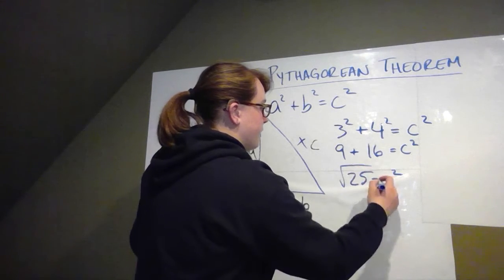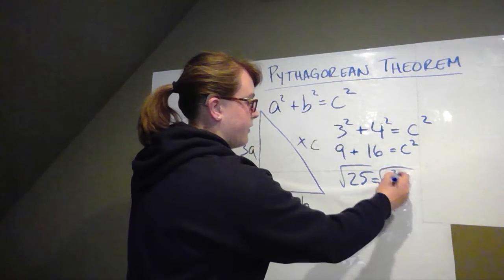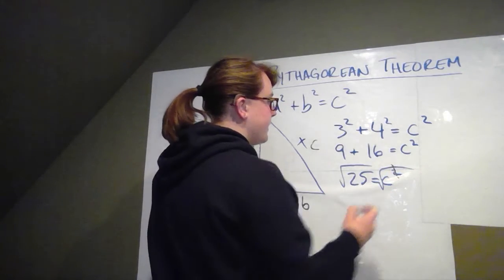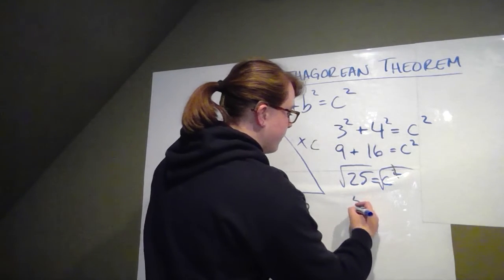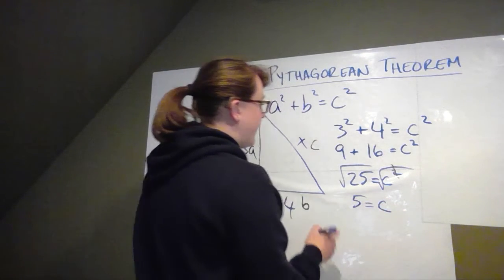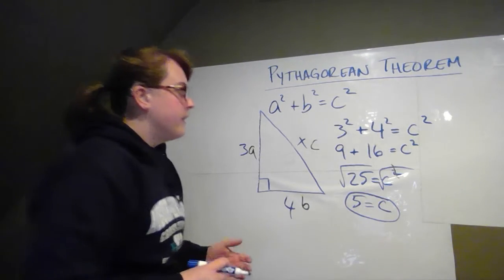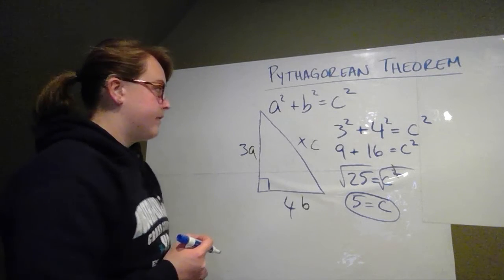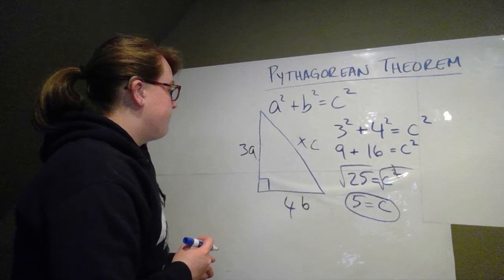And then we'll take the square root of both sides to get rid of the square, because we're not done just when we have c squared. We want regular c. So the square root cancels out the square, and we are left with c is 5. So that missing side is 5 units long. This might remind you of the distance formula, because the distance formula and Pythagorean theorem are very closely related.